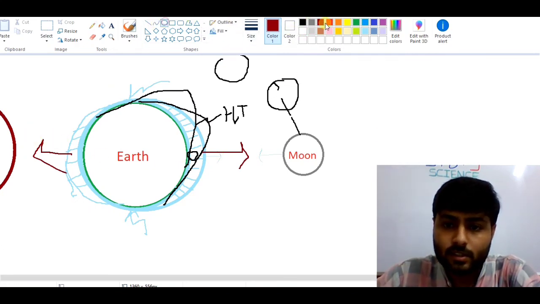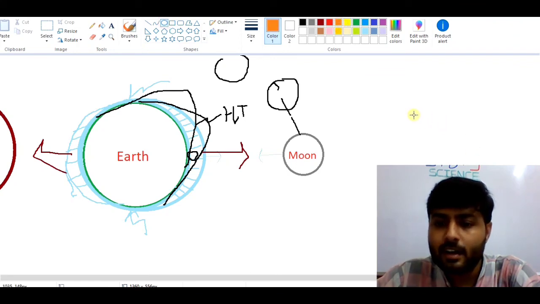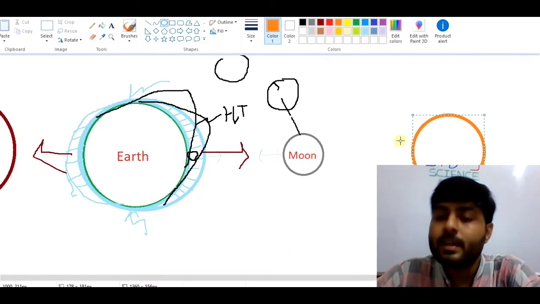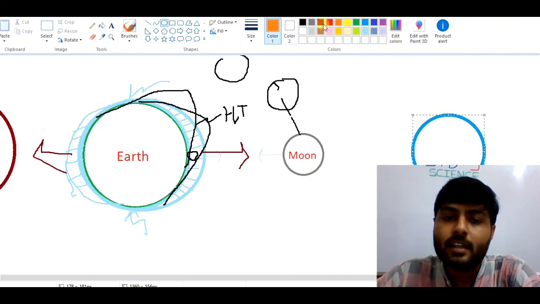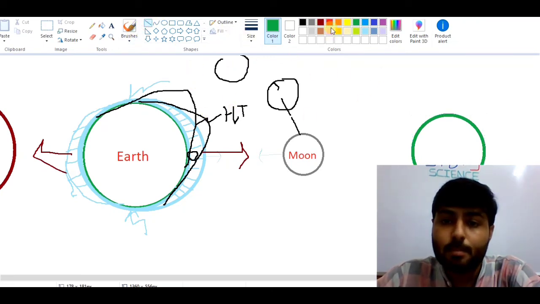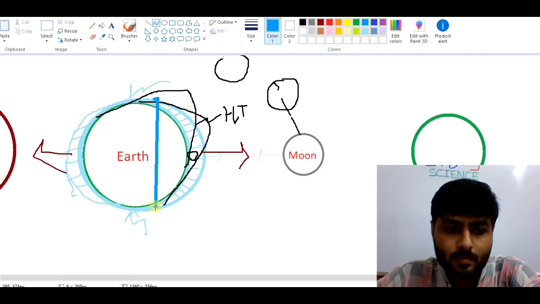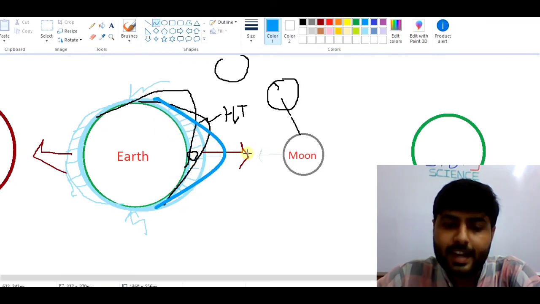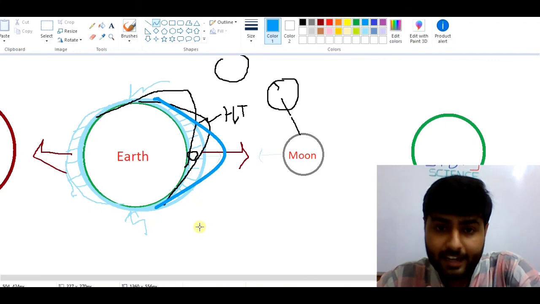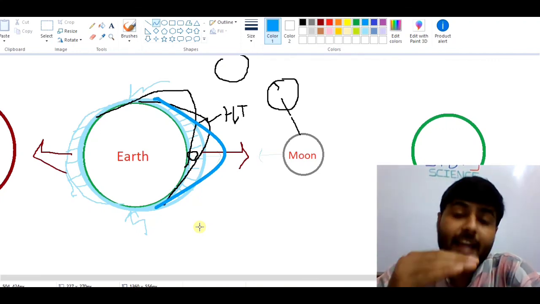And when this earth, moon and sun are in the same line, on that day this bulge will be largest, like this. On that day, this bulge will be largest, and we have the highest high tide and, on the opposite side, the highest low tide.